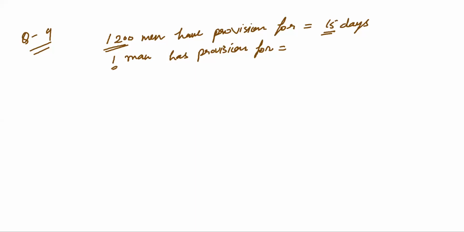Because 1200 men are consuming it. Beta, video is going to be stopped, so please join the class again after 1 minute. So 1200 men, they are having provision for 15 days. If there is only one man, of course the provision is going to last more than 15 days. So we have to multiply here, okay, 1200 multiplied by 15.